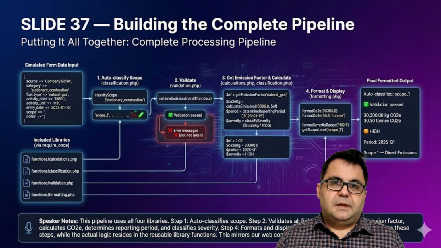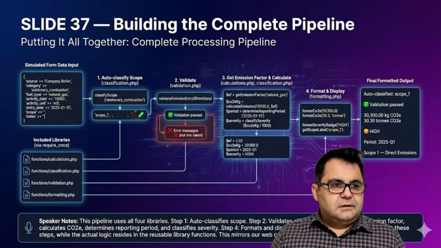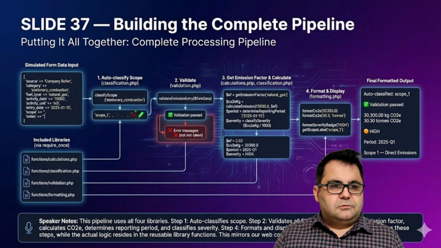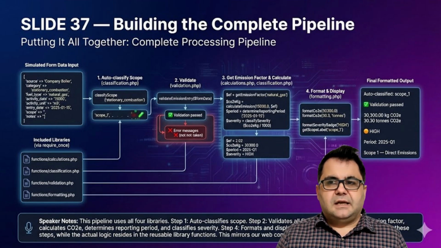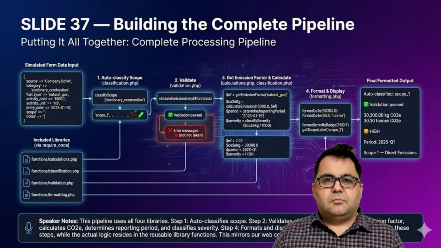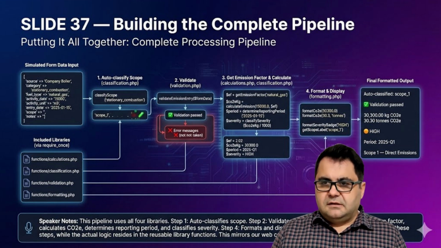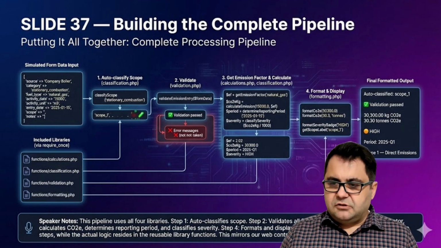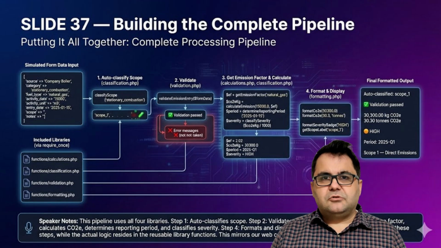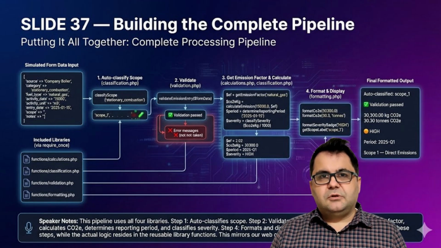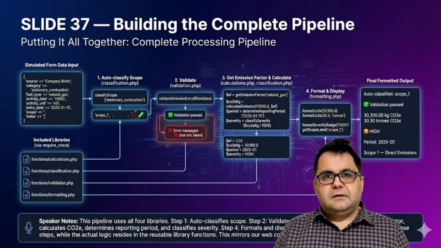This is the complete pipeline using all 4 libraries. Data comes in from a simulated form. Step 1. The system automatically classifies the scope based on the category; the user doesn't need to know which scope a boiler belongs to. Step 2. Validate all fields. Step 3. Look up the emission factor, calculate CO2e, determine the reporting period, and classify severity. Step 4. Format and display.